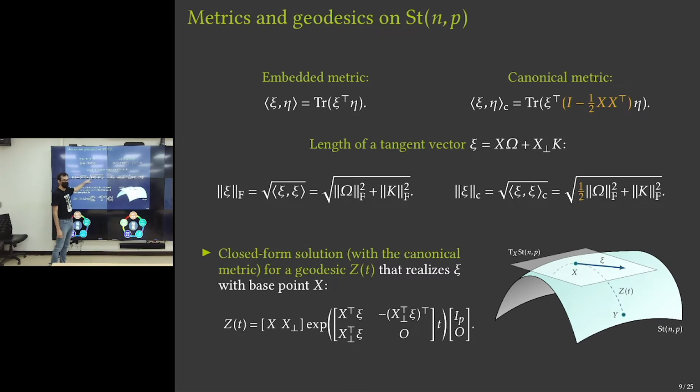So it gives the square root of the Frobenius norm of the skew-symmetric part squared plus the other matrix K, which has no special structure, its norm squared. And if you do the same thing with the canonical norm, you do the calculations, and you see in the end, the only difference between the two is this factor 1/2 that appears here.